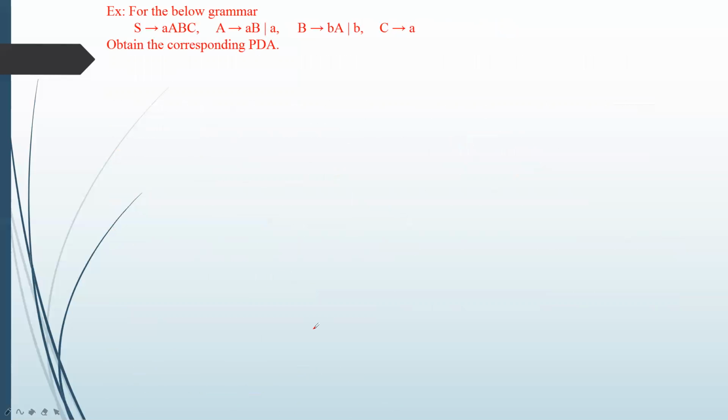We'll see one problem. For the below grammar, S produces aBC, A produces aA or a, B produces bA or b, C produces a. Obtain the corresponding PDA. Check whether the given grammar is in GNF. First step is to check whether the given grammar is in GNF. Yes, the given grammar is in GNF. That is, a terminal followed by variables, a terminal followed by variables, and so on. Here B produces a terminal followed by a variable, or only a terminal. So the given grammar is in GNF.